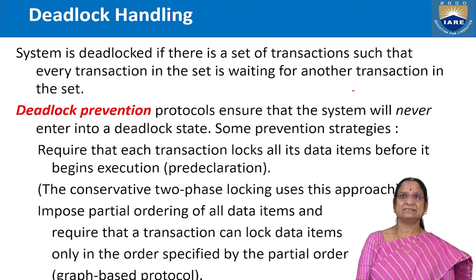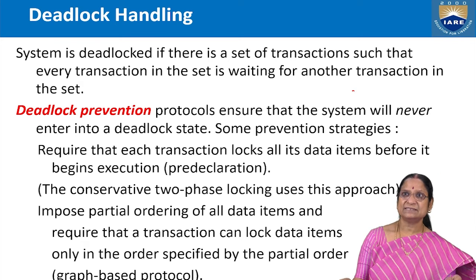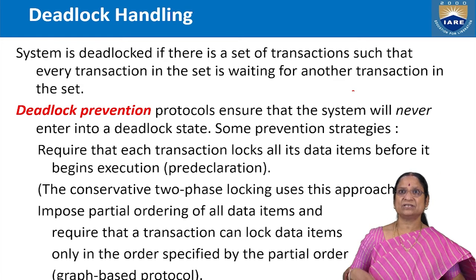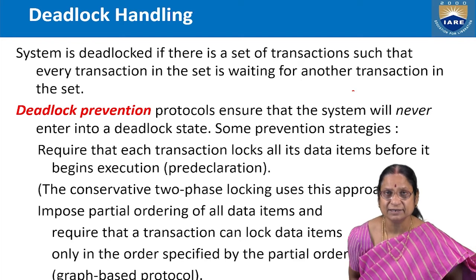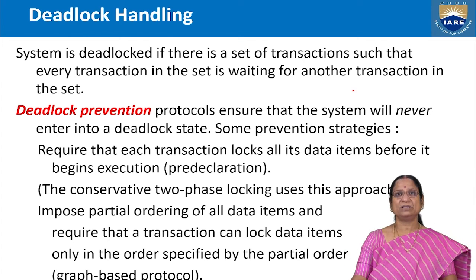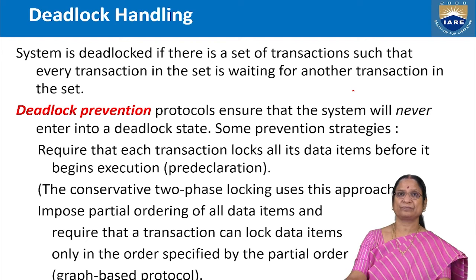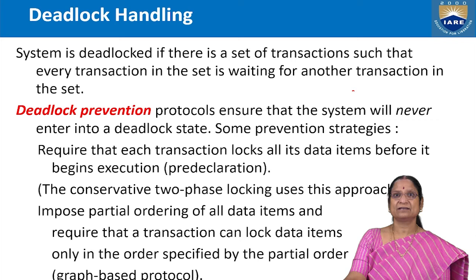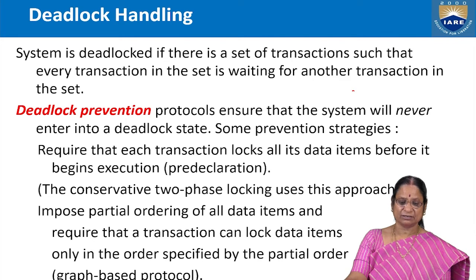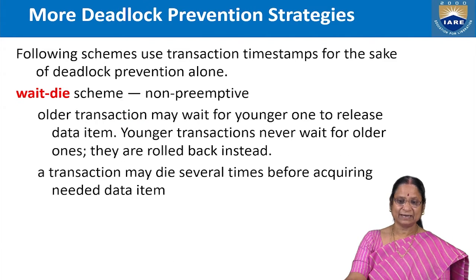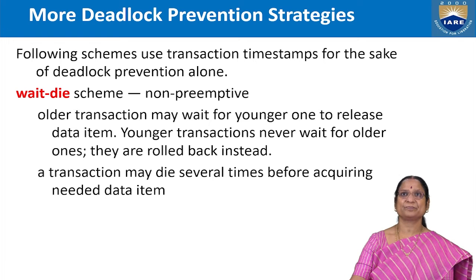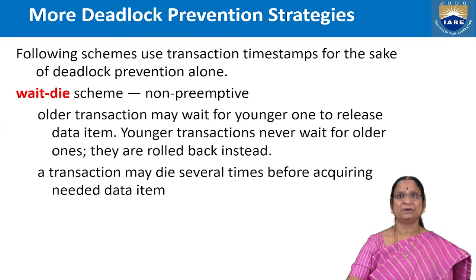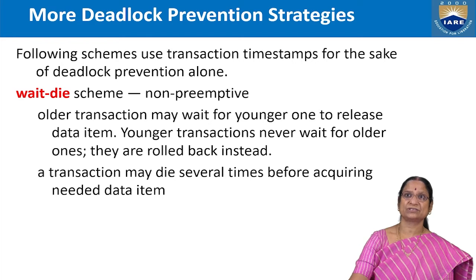So a system is in deadlock if there is a set of transactions such that every transaction in the set is waiting for another transaction in the set to complete or release its locks. How can you prevent it? Various protocols are there, which ensure that the system will never enter a deadlock. There is the pre-declaration protocol, and similarly graph-based protocols are also there. And some schemes are there to prevent this deadlock situation.